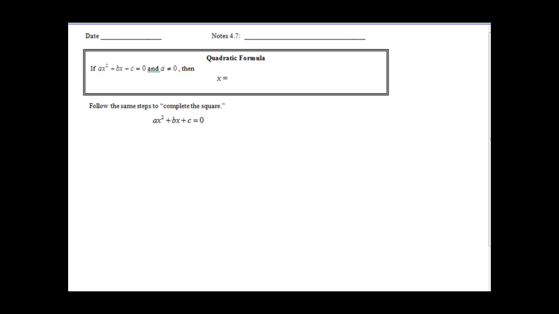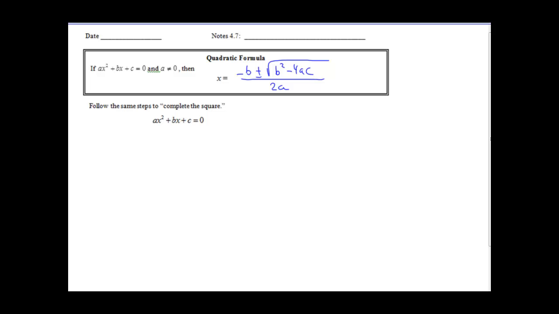Yay! So, if we remember from previous experience, the quadratic formula is x equals negative b plus or minus the square root of b squared minus 4ac, all over 2a. We're going to skip this first step. We will do this in class.